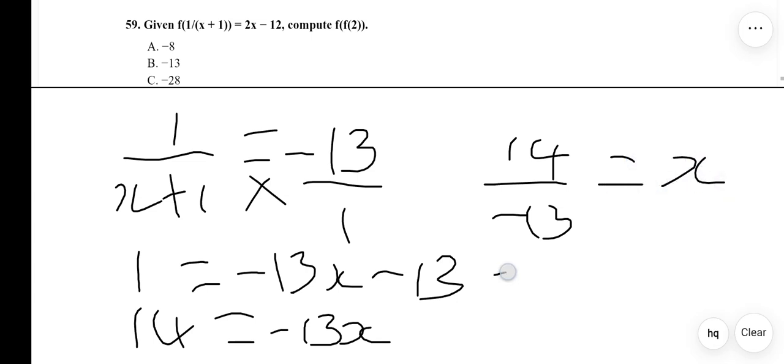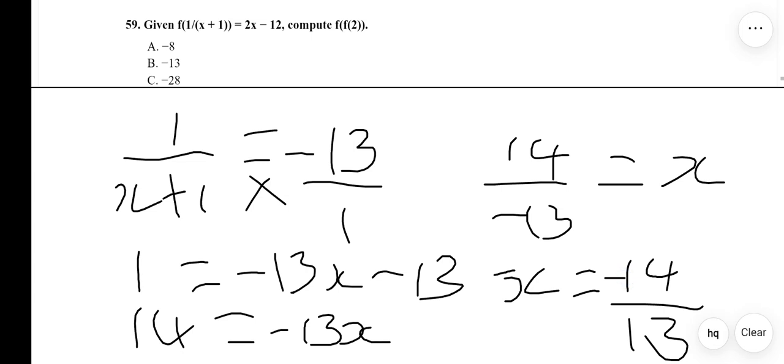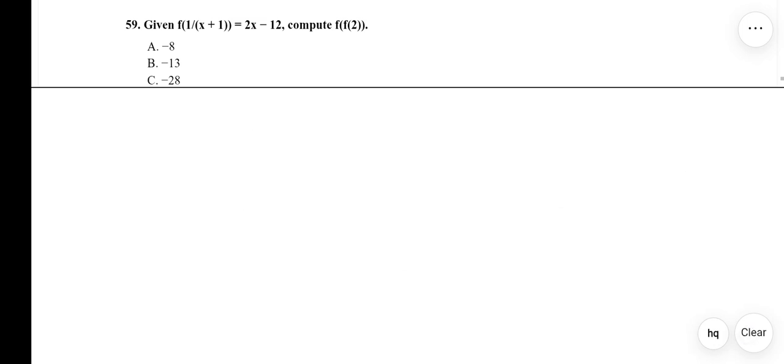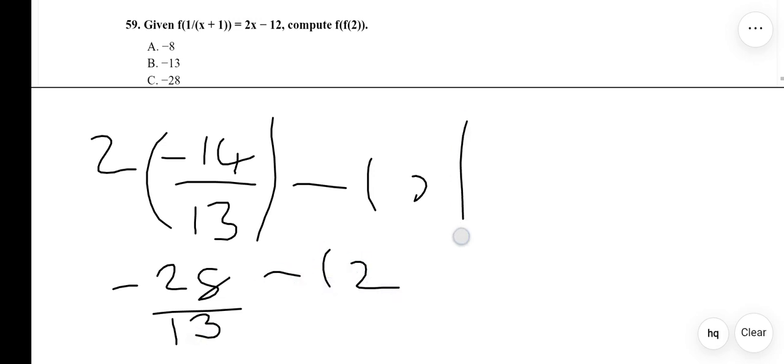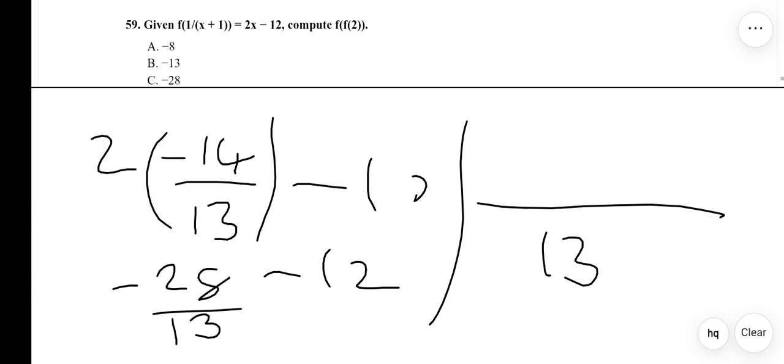So x is same thing as 14 all over minus 13, which is same thing as minus 14 all over 13. So if I want to get the value, I'm going to set my x to be minus 14 all over 13. Do you get? So in this case, I will just do 2 into bracket minus 14 all over 13, then minus 12. So 2 times minus 14 will give minus 28 all over 13 and 12. So I'll take the LCM here. The LCM is 13. So 13 in 13, 1 times minus 28, that is minus 28. This 12 is same thing as 12 all over 1.